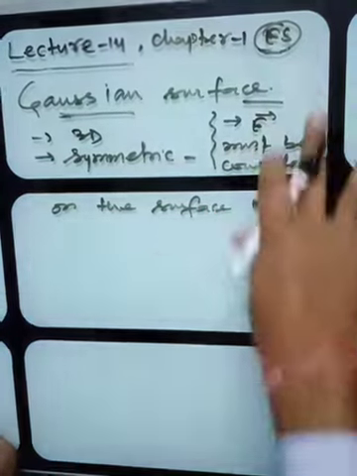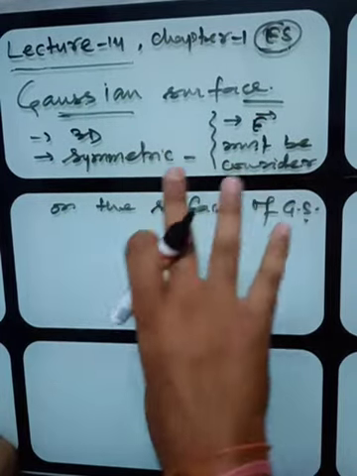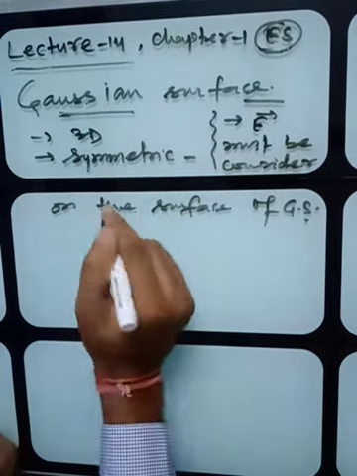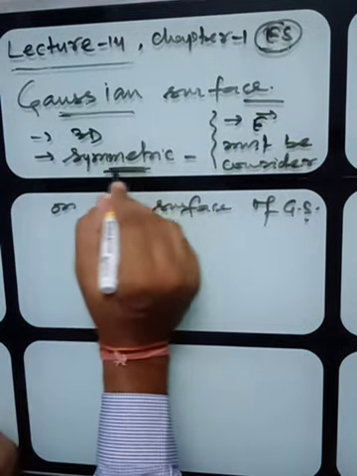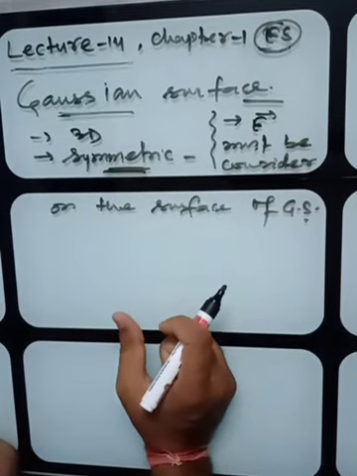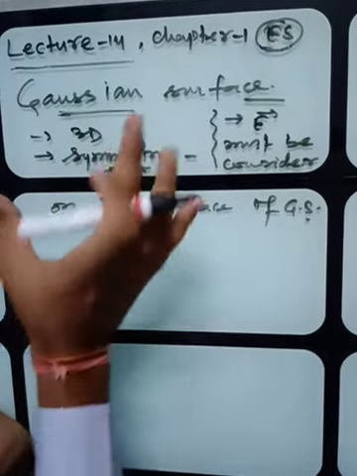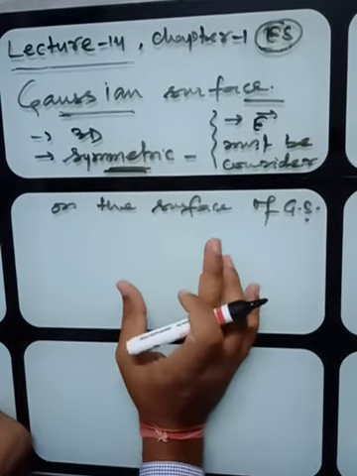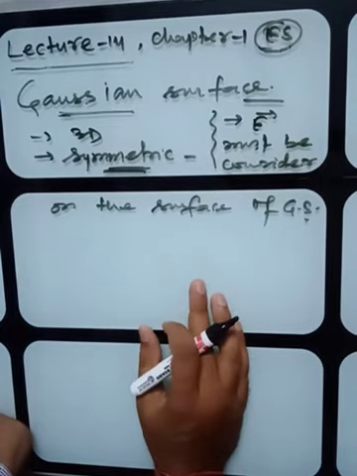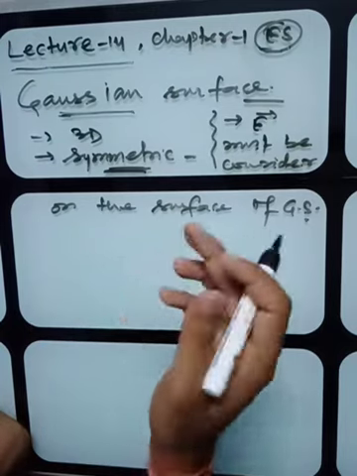Okay, so this will be the structure and the shape of Gaussian surface. What will be the Gaussian surface? You can take of any shape, three-dimensional, but the symmetric shape will give you the easy way to find the electric field. Remember, it will give you the easy way to find the electric field. Now, if you will try to define the Gaussian surface, so Gaussian surface is a three-dimensional symmetric surface that encloses a charge.